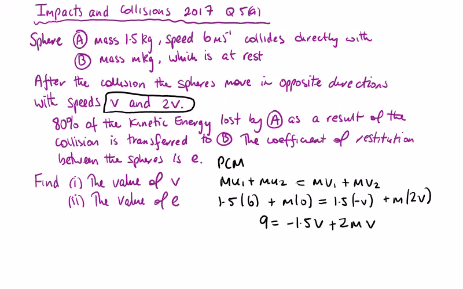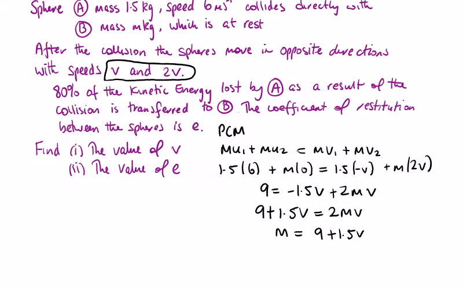So we've got two variables, m and v. We're looking for v, so why don't we get what m is equal to? So 9 plus 1.5v is equal to 2mv. So m is equal to 9 plus 1.5v, divided by 2v.